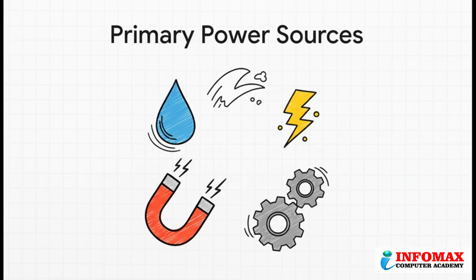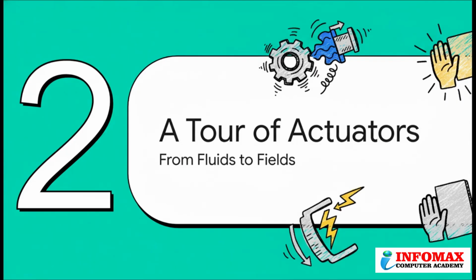All right, so the second way to categorize these things is by what powers them. And this is where things get really interesting and where you see all the variety. We're talking about actuators powered by everything from hydraulic fluid and air pressure to electricity, magnetic fields, and even just pure mechanical force. So let's do a quick tour, right? We'll go through these power types one by one and see what makes each of them tick, and more importantly, where you'd actually find them in the real world.